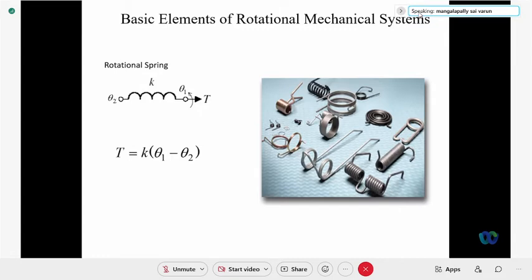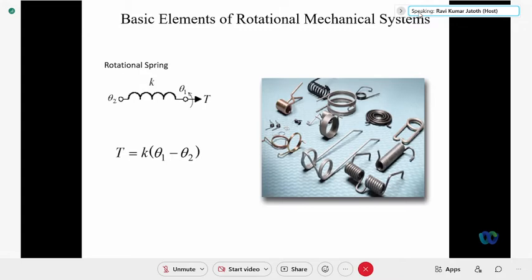Torque, tau, is given by force into the perpendicular distance, r cross F. So when you apply torque, the object gets angular rotation.